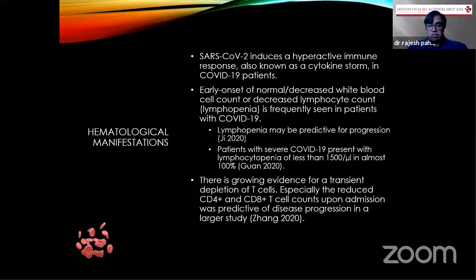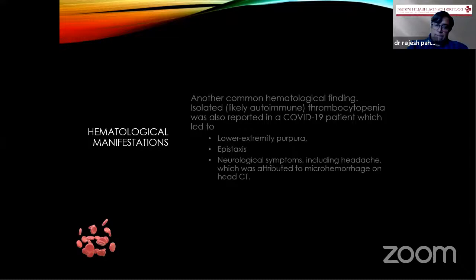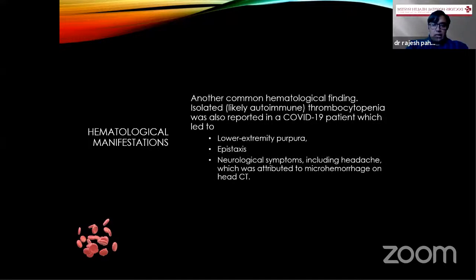So this disease is evolving and there are new features which are coming up and new observations which are described in different literature. We need to recognize this. Another common hematological manifestation is isolated thrombocytopenia, which is reported in COVID-19 patients, which can lead to lower extremity purpura, epistaxis, and in a few patients, neurological symptoms like headache, which can be attributed to the microhemorrhages in the head CT.